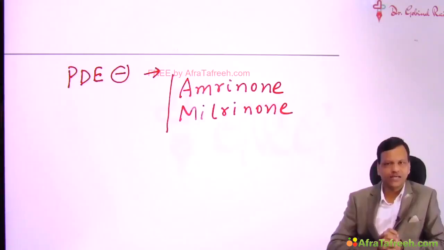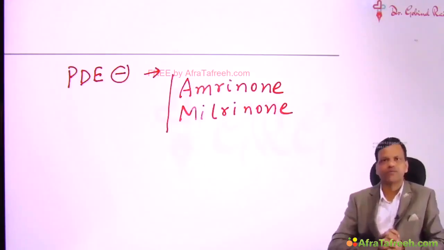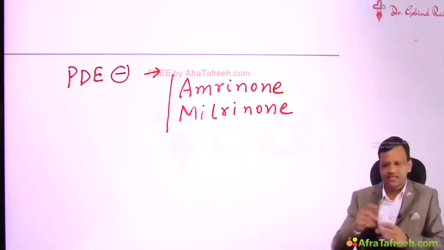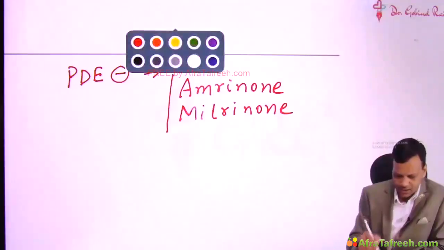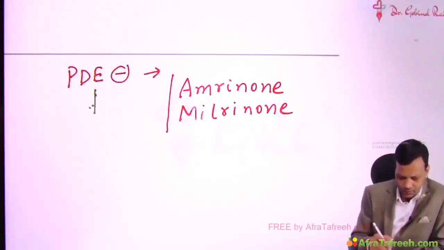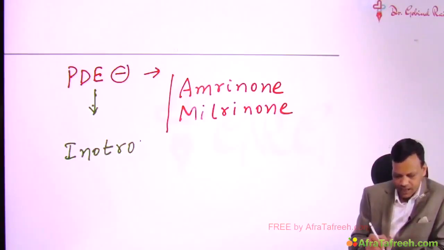When they increase cyclic AMP in the heart, they will produce inotropic effect. But when cyclic AMP increases in the blood vessels, it results in vasodilation. So phosphodiesterase inhibitors have one extra effect apart from beta 1 agonist, and that extra effect is vasodilation. So if we see the effect of phosphodiesterase inhibitors, this includes inotropic effect as well as vasodilator effect.